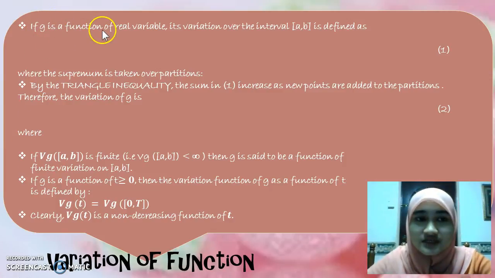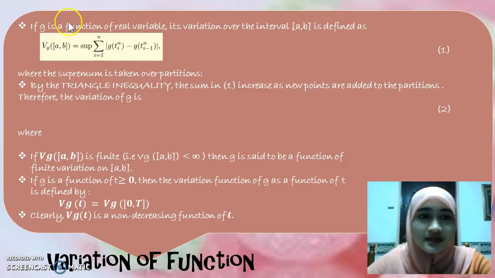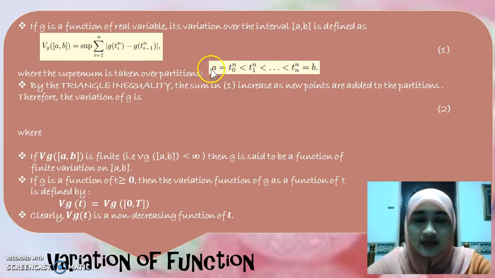If g is a function of a real variable, its variation over the interval from a to b in closed brackets is defined by this equation. V_g[a,b] equals the supremum of the summation from i equals 1 to n of |g(t_i) - g(t_{i-1})|, where the supremum is taken over the partitions a = t_0^n < t_1^n < ... < t_n^n = b.